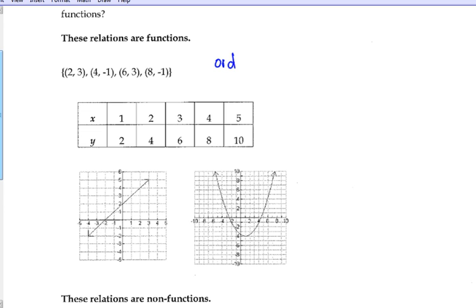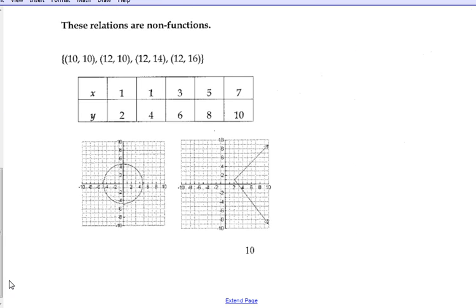Okay, so if we're dealing with ordered pairs or a chart. So let's look at these ordered pairs. (2, 3), (4, -1), (6, 3), and (8, -1). This is a function. Let's look at this one. (1, 2), (2, 4), (3, 6), (4, 8), (5, 10). That is a function. Now if we go below, down here, these are not functions. So this ordered pair, (10, 10), (12, 10), (12, 14), (12, 16), is not a function. And (1, 2), (1, 4), (3, 6), (5, 8), (7, 10) is not a function.